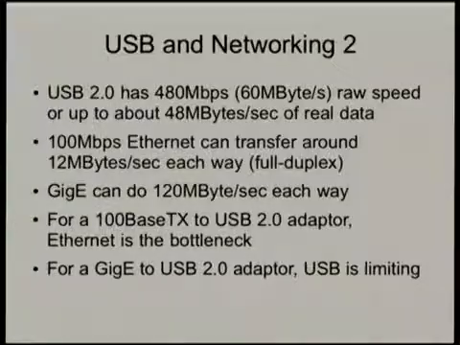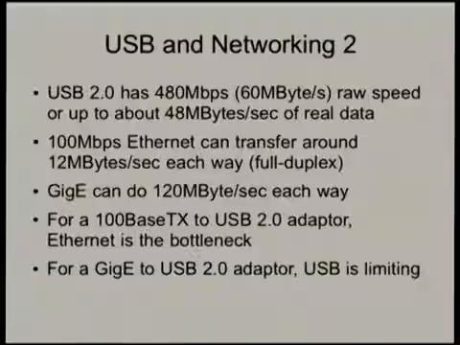USB 2.0 signals at up to 480 megabits per second, or at lower speeds to be compatible with USB 1.1. That's 60 megabytes per second raw. In theory, if you really work hard, you can possibly get 48 megabytes per second of real data across a single USB 2 channel if nothing else is there and everything's optimised to the max. On the other hand, 100 megabit Ethernet can transfer around 12 megabytes per second each way, full duplex. Gigabit Ethernet can do about 120 megabytes per second each way.